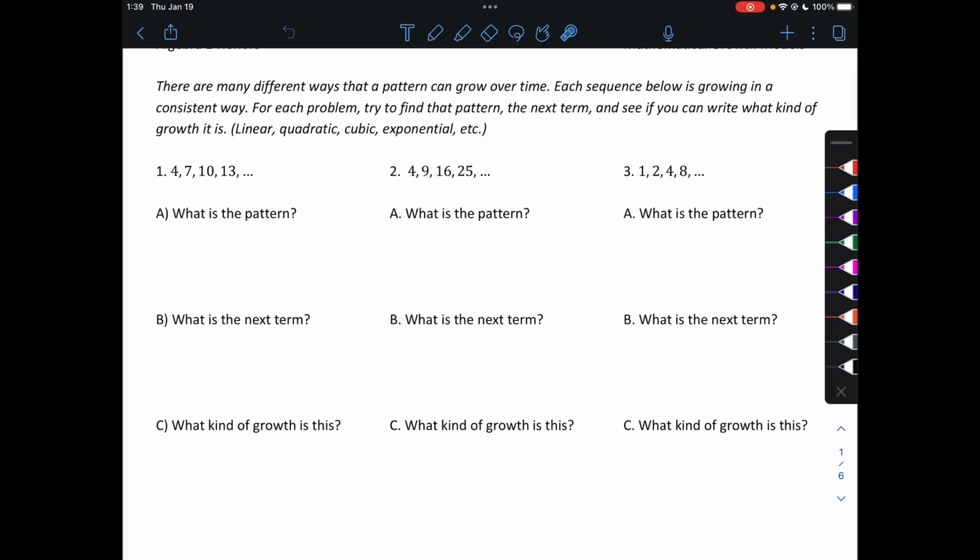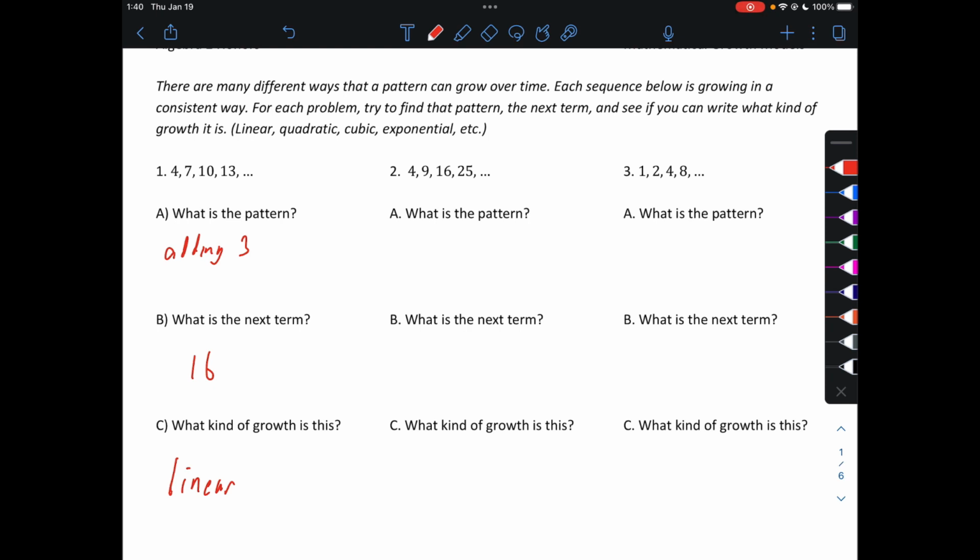So first, we're just going to look at some growing patterns, okay, and then we're going to talk about what kind of growth each would be. All right, so the first one, 4, 7, 10, 13. What is the pattern? Well, what we're obviously doing is we're just adding 3 to the previous term, right? So adding 3 each time. The next term would then be 16. This is called linear growth, okay? In our last unit, we talked about it being an arithmetic sequence, but it's just called linear growth.